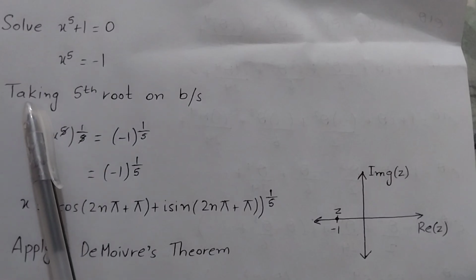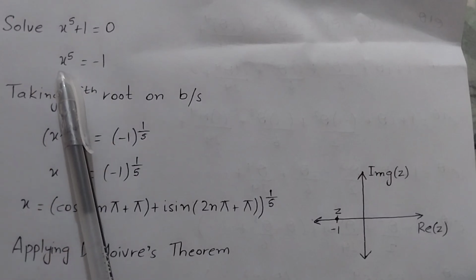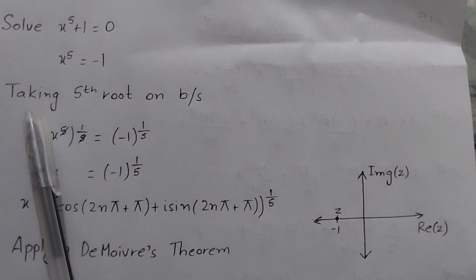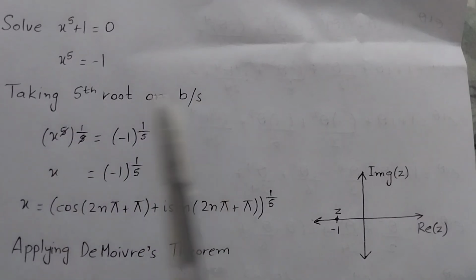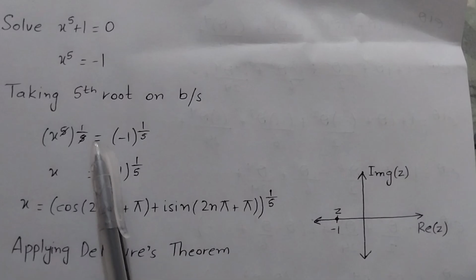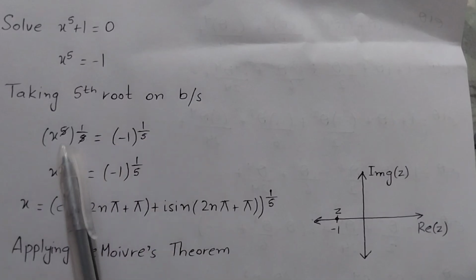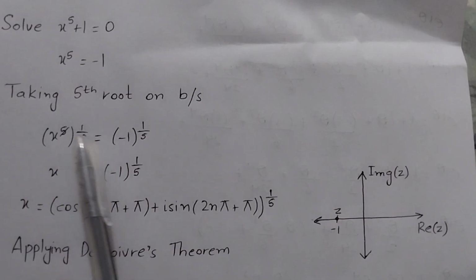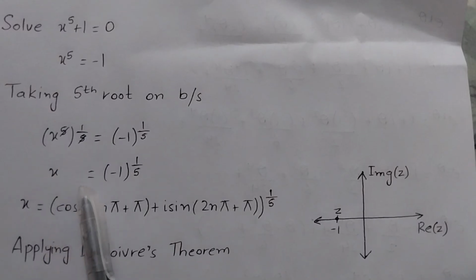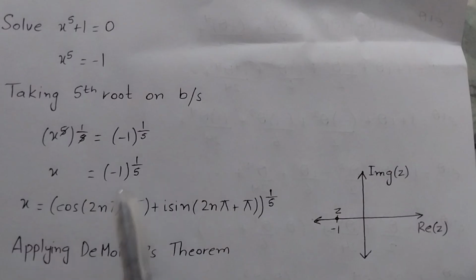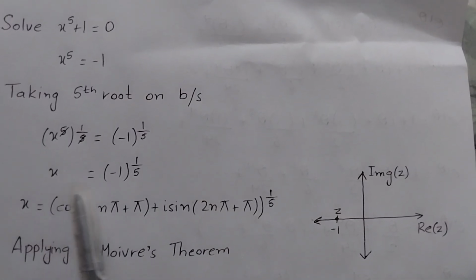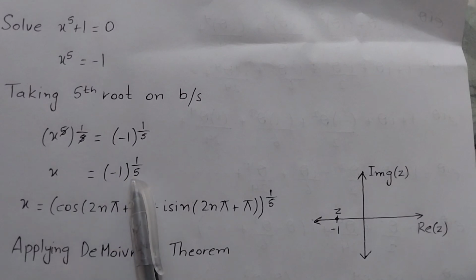So we are interested in x, and x has power 5. So we'll be taking fifth root on both sides. So this becomes x^5 raised to power 1 by 5 equal to minus 1 raised to power 1 by 5. Power and power get multiplied, so 5 and 5 cancel out each other. So we are left with x is equal to minus 1 raised to power 1 by 5. So we are seeing that x is equal to minus 1 raised to power 1 by 5.